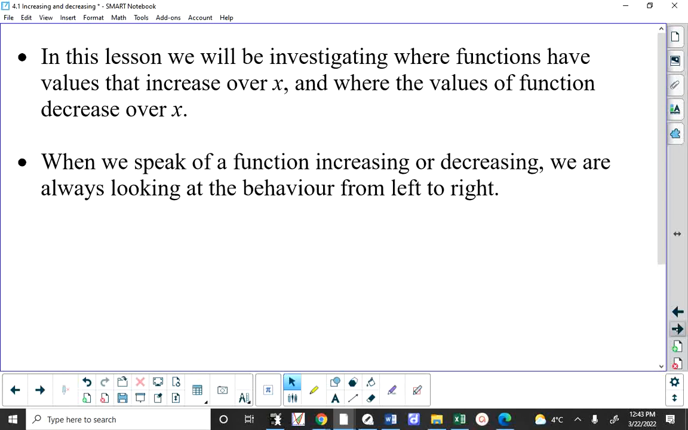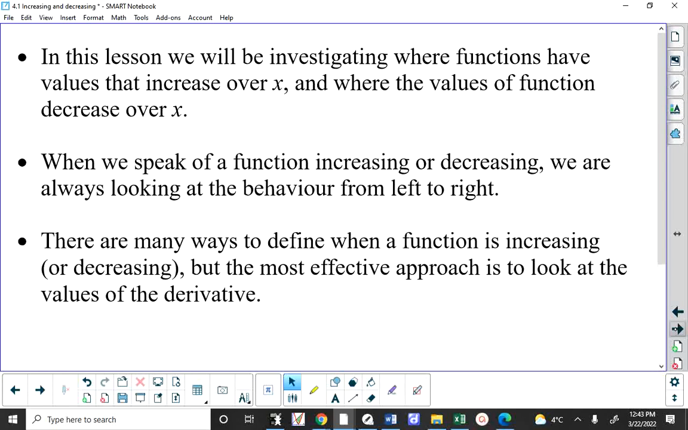Whereas if you looked at the value of a new car once you buy it, and you plotted the value of the car on the y-axis, the value of the car would be decreasing over time, over x. There are lots of really complicated ways to define where functions are increasing or decreasing, but the most efficient way, I find, is to look at the derivative.